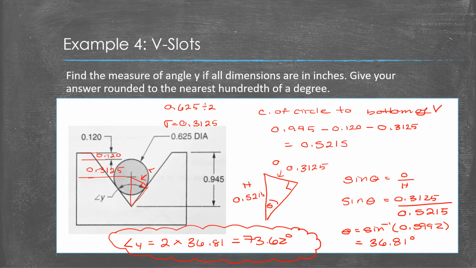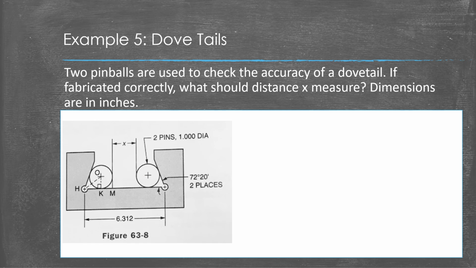I just have one more example to do with you. Hopefully this hasn't given you too long of a lesson to work through. 2 pinballs are used to check accuracy of a dovetail. It can also be used to check the angles in a dovetail. If fabricated correctly, what should distance x measure?